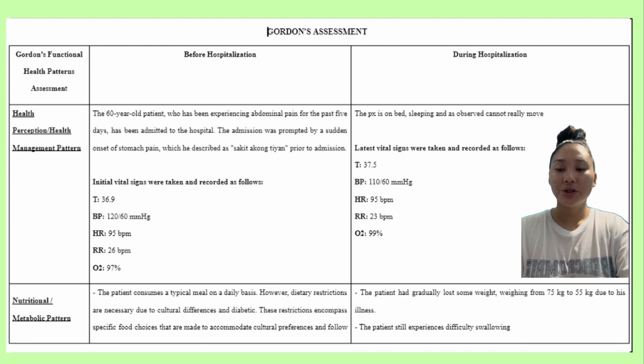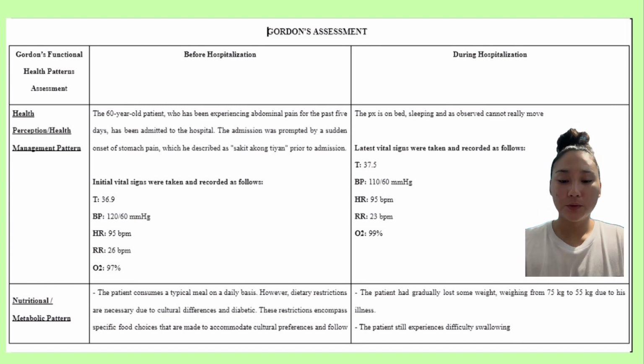And then for the nutritional and metabolic pattern, the patient consumes a typical meal on a daily basis. However, dietary restrictions are necessary due to cultural differences and diabetes. These restrictions encompass specific food choices that are made to accommodate cultural preferences and follow a dietary restriction for managing diabetes effectively. And the patient reports that sometimes he has difficulty swallowing food. Additionally, the patient presents with dental problems and consumes 8 or more glasses of water daily.